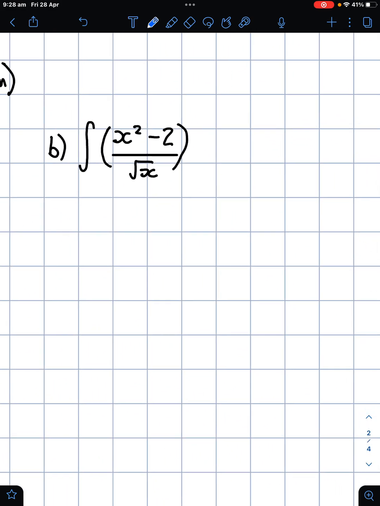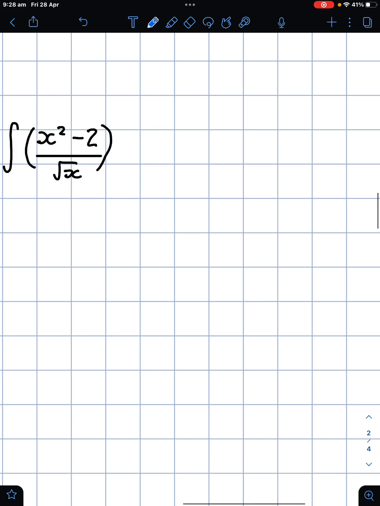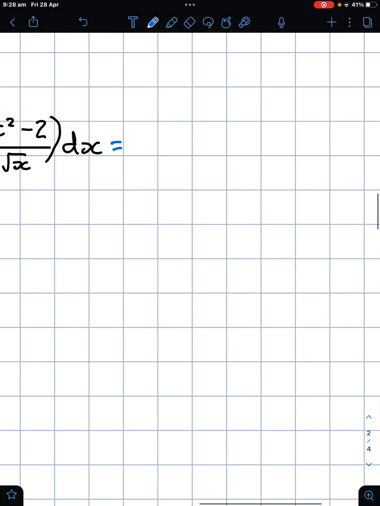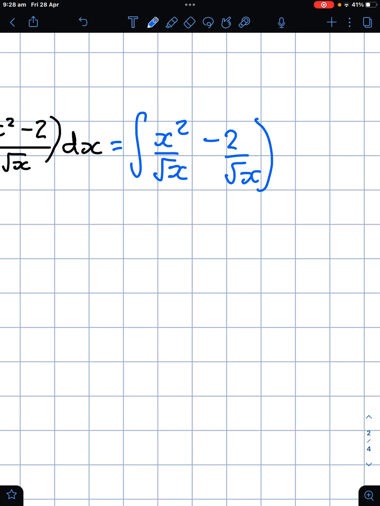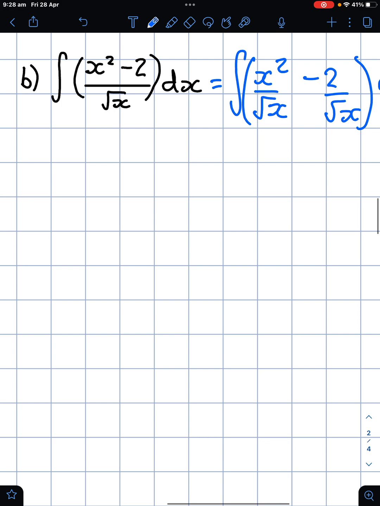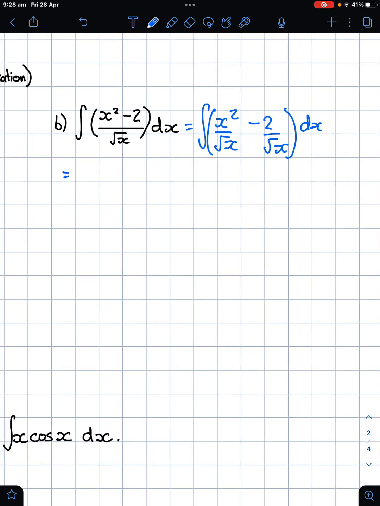So we've got, obviously this one's a quotient, so let's break this out. So I've got the integral of... dx. So let's quickly go. Trying to rush through these to not make it take too long. So this one here, we're going to have x squared over root x minus 2 over root x dx.